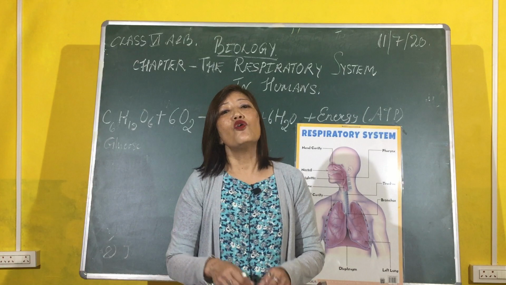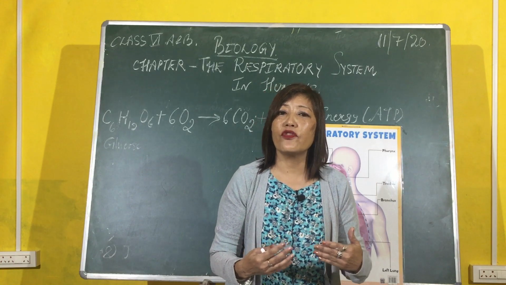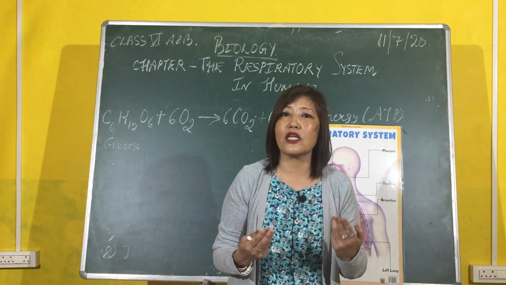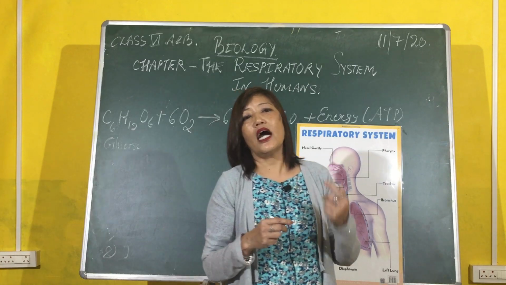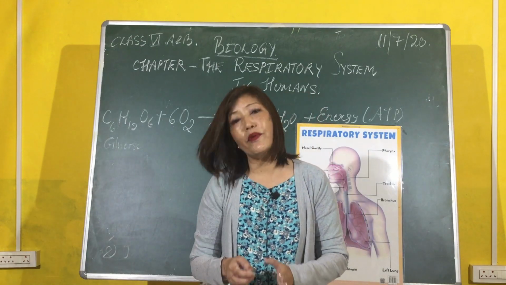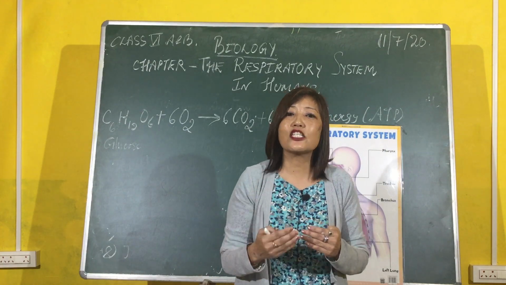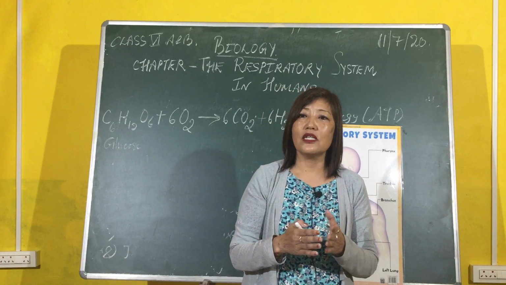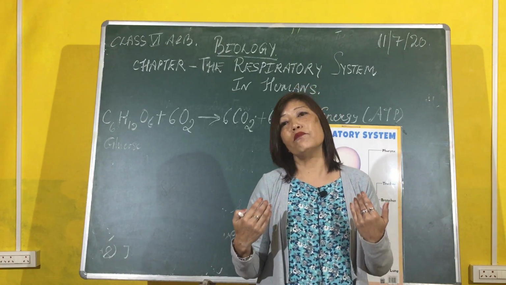Now we are going to discuss types of respiration. Based on the presence or absence of oxygen, respiration is of two types: one is aerobic respiration and the other one is anaerobic respiration. Now, what is aerobic respiration? Aerobic respiration is that respiration which takes place in presence of oxygen, and it is found in higher animals, including us, including human beings.